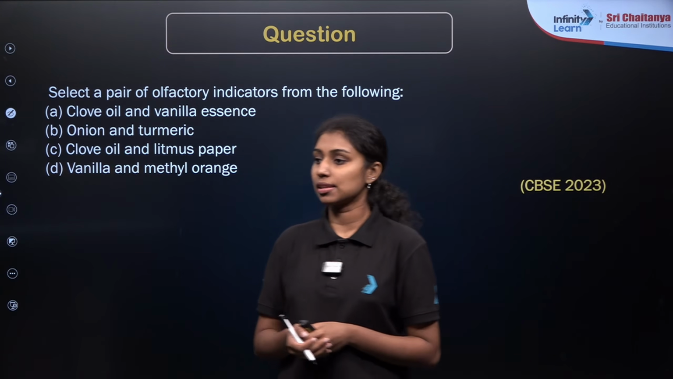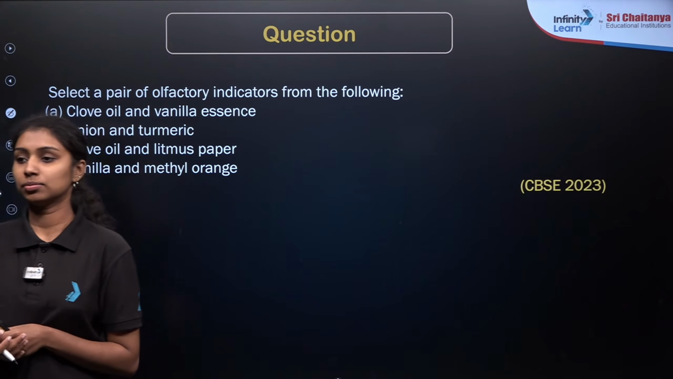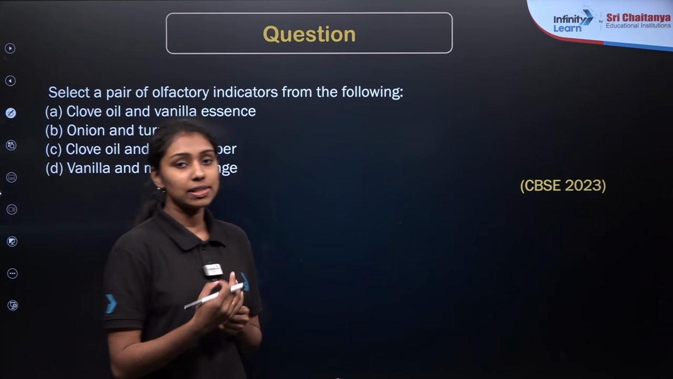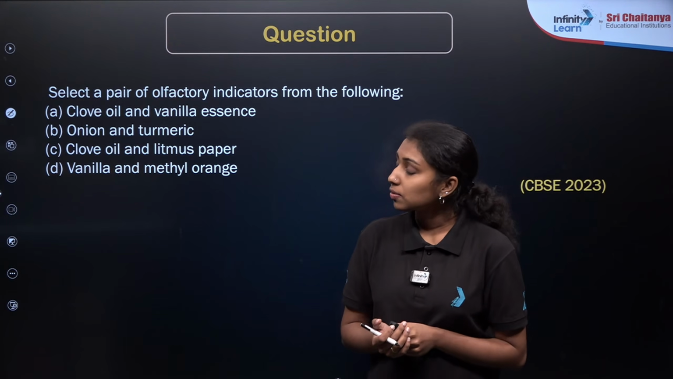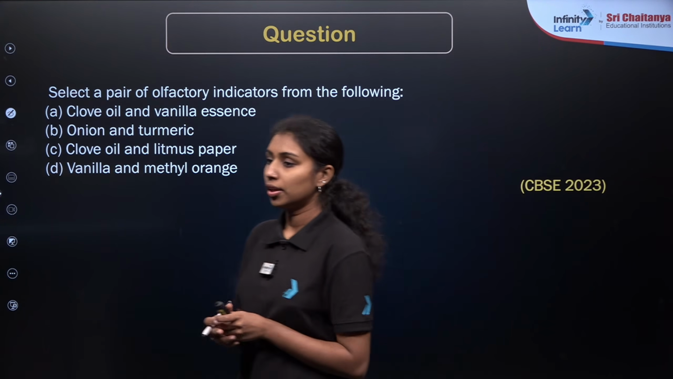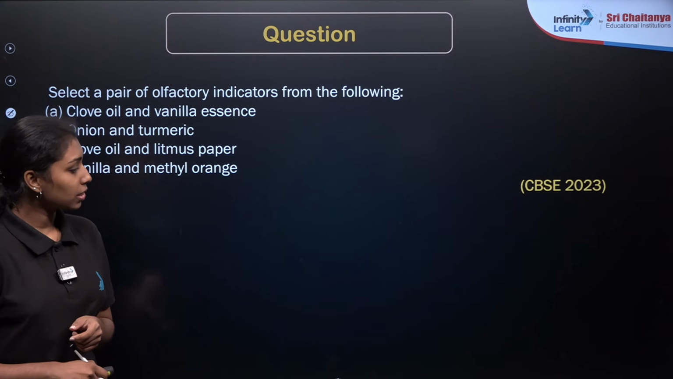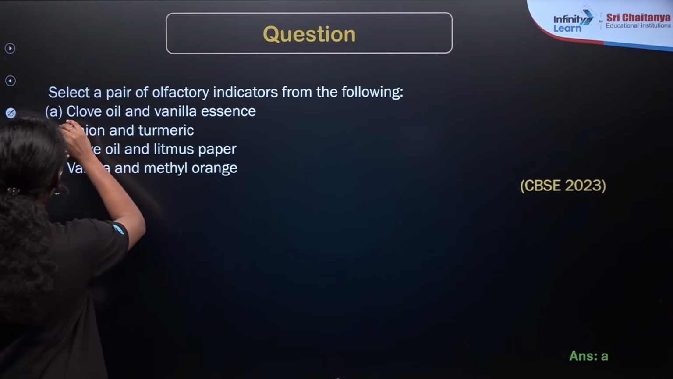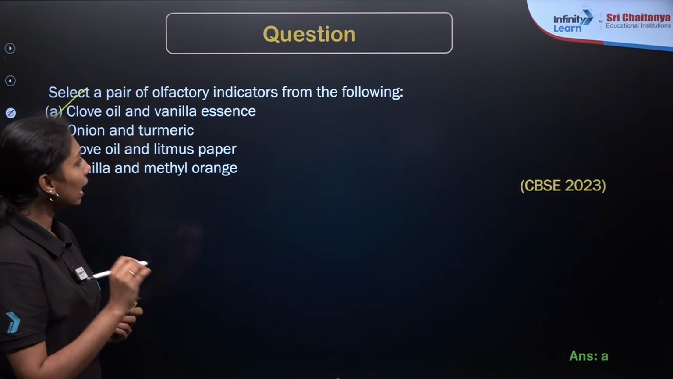Olfactory indicators. So what do you mean by olfactory indicators? What is the main importance of these types of indicators? Okay, Arush is giving me the answer as option A. Yes, option A is the correct answer, that is clove oil and the vanilla essence, right?